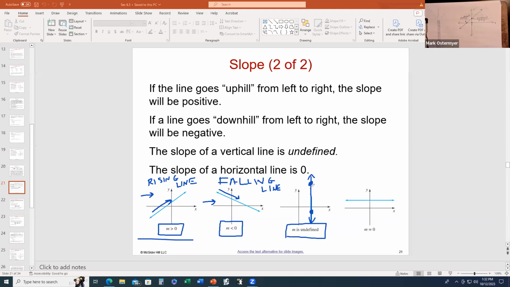Notice its x-coordinate doesn't change, only its y-coordinate changes. So in the slope formula, if you use 2 unique points on a vertical line and you try to put the coordinate values into the slope formula, you're going to discover that because the x-coordinates of these 2 different points are the same, the denominator is going to become 0. And what happens when you try to divide something by 0? Is that defined? It's undefined. And that's why vertical lines always have undefined slopes.